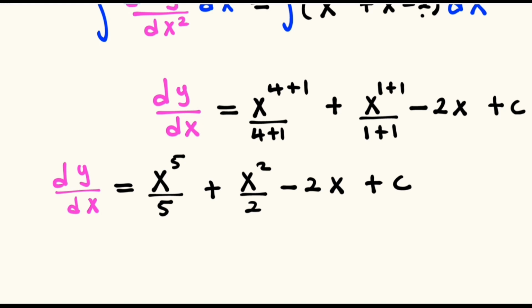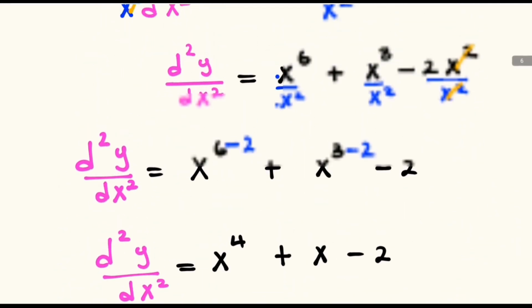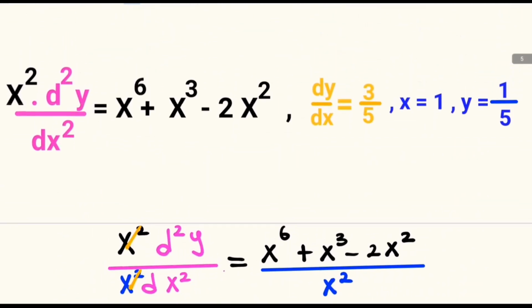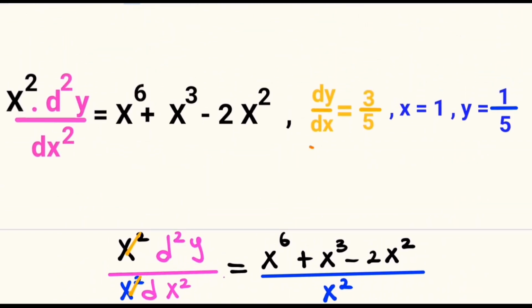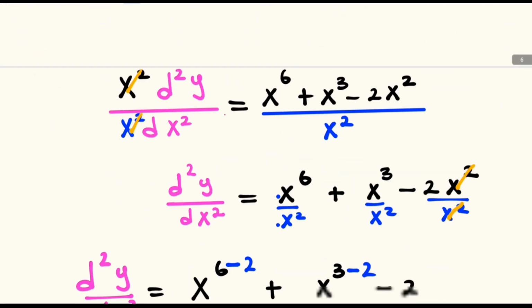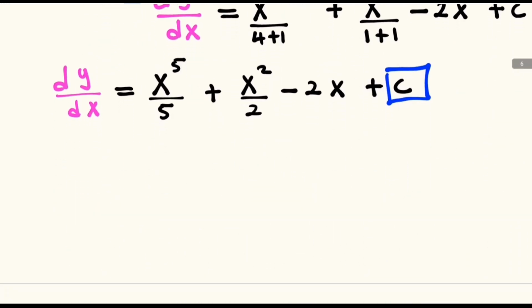But we have to determine the numerical value of c using the initial values that we were given, as dy over dx is equal to 3 over 5, x is equal to 1, and y is equal to 1 over 5.